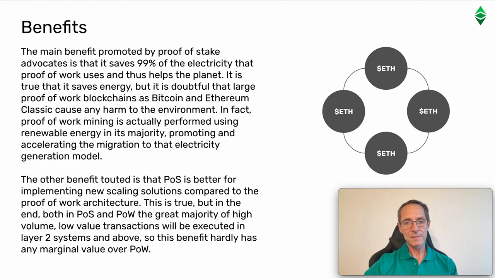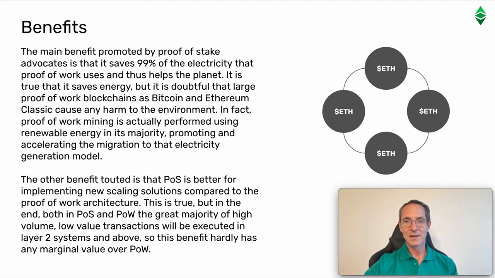Benefits. The main benefit promoted by proof of stake advocates is that it saves 99% of the electricity that proof of work uses and thus helps the planet. It is true that it saves energy, but it is doubtful that large proof of work blockchains such as Bitcoin and Ethereum Classic cause any harm to the environment. In fact, proof of work mining is actually performed using renewable energy in its majority, promoting and accelerating the migration to that electricity generation model.